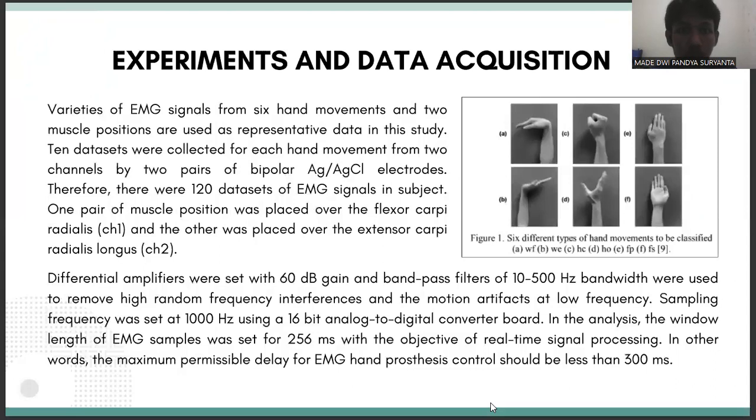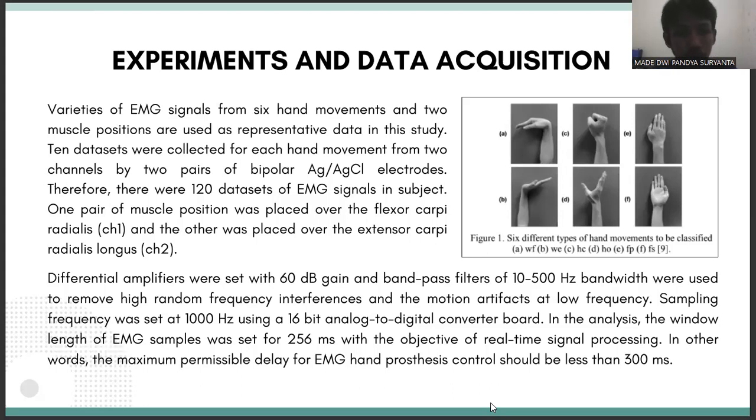Method: experiment and data acquisition. Varieties of EMG signals from 6 hand movements and 2 muscle positions are used as representative data in this study. 10 datasets were collected for each hand movement from 2 channels by 2 pairs of bipolar Ag/AgCl electrodes. Therefore, there were 120 datasets of EMG signal in subjects.